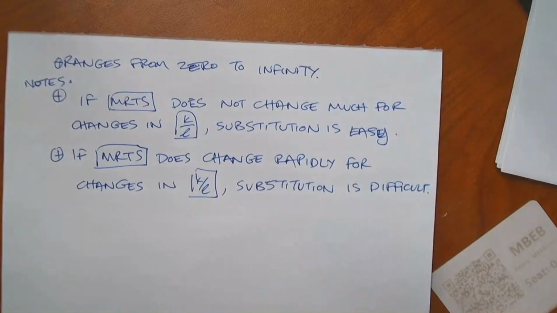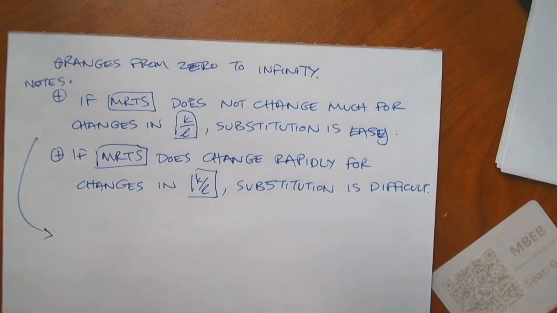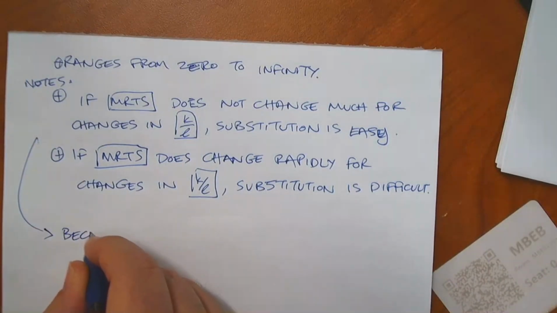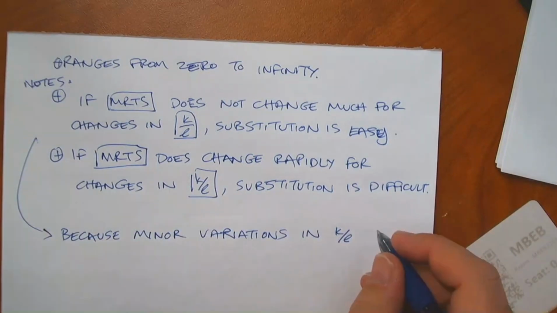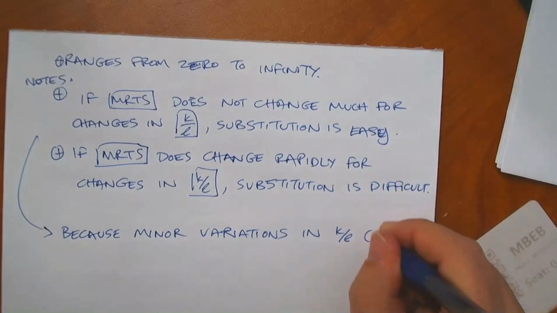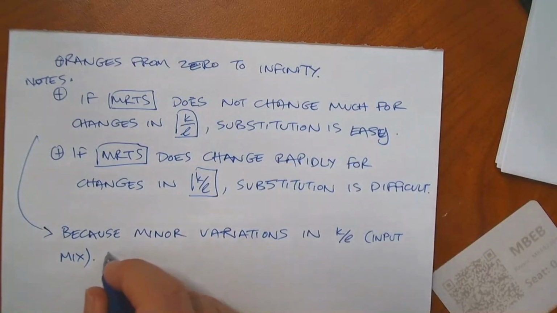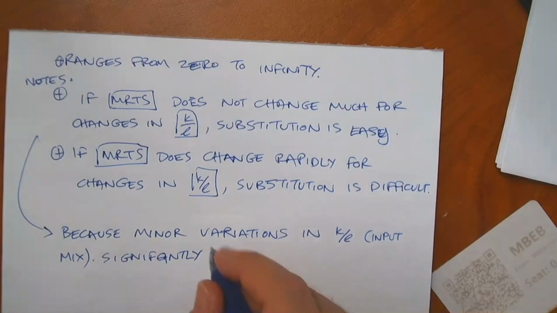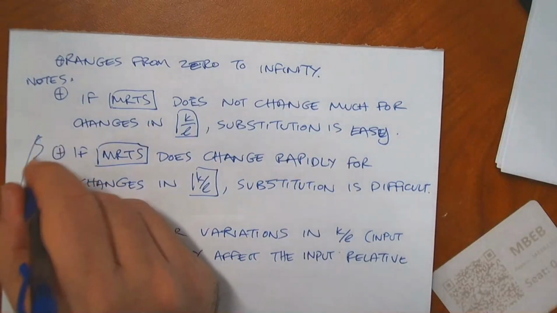Okay, so why is all of this happening? You have this because, let's say, changes in K over L, that is effectively your mix. That's another way of expressing the relative use of the inputs. Changes in it significantly affect the input relative productivity. So that's for the second point over here, right?